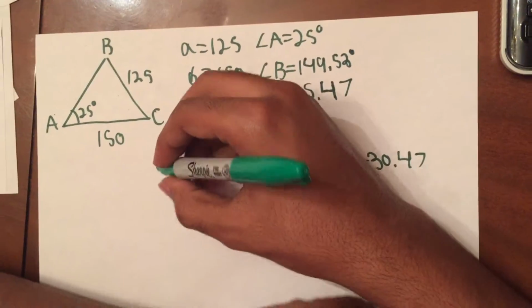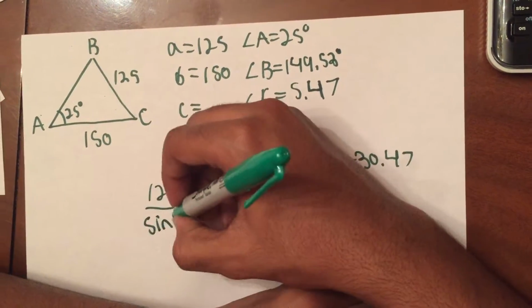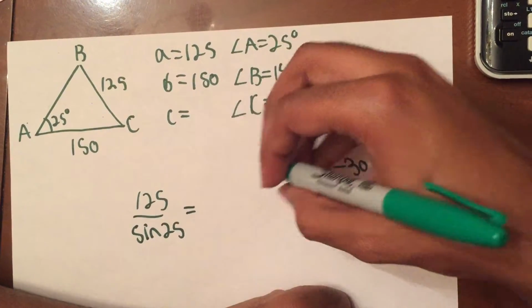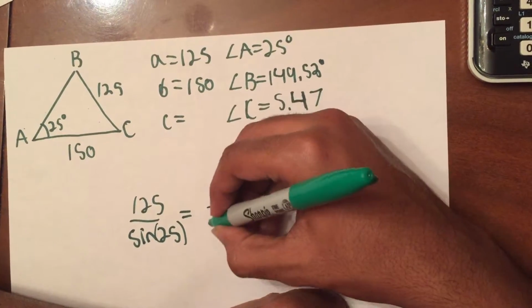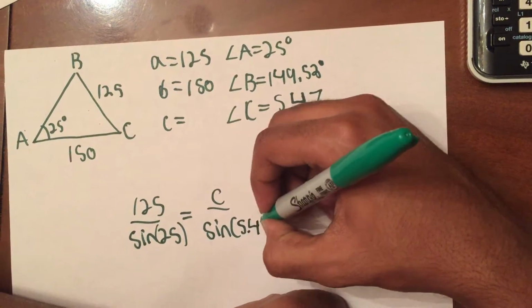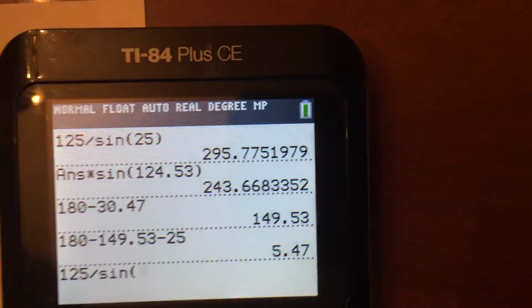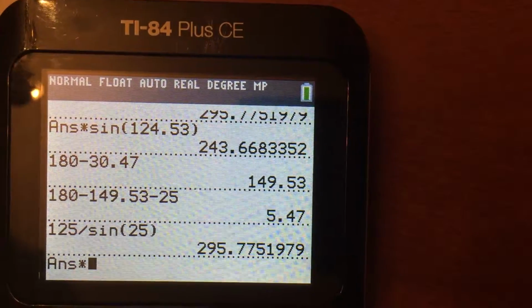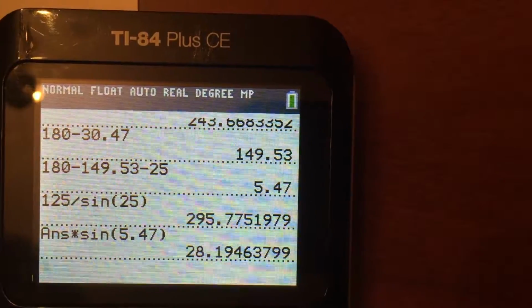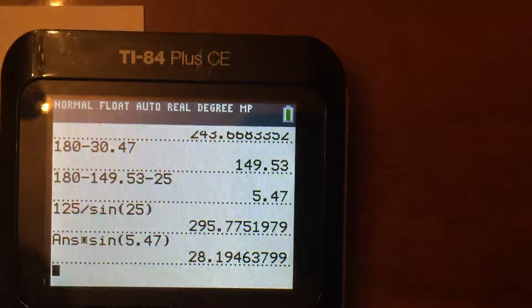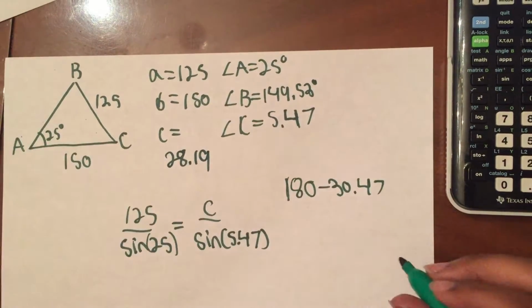Now, finally do one last ratio. We do 125 over sine 25, and make that equal to side C over sine 5.47. We go to our calculator one last time. 125 divided by sine 25, multiply that by sine 5.47. And our final side should be 28.19.